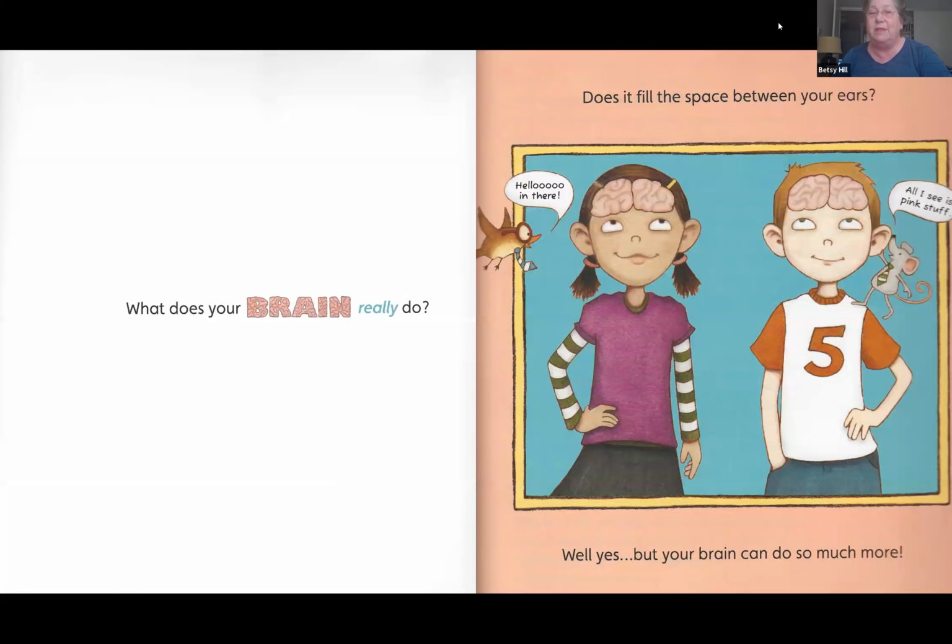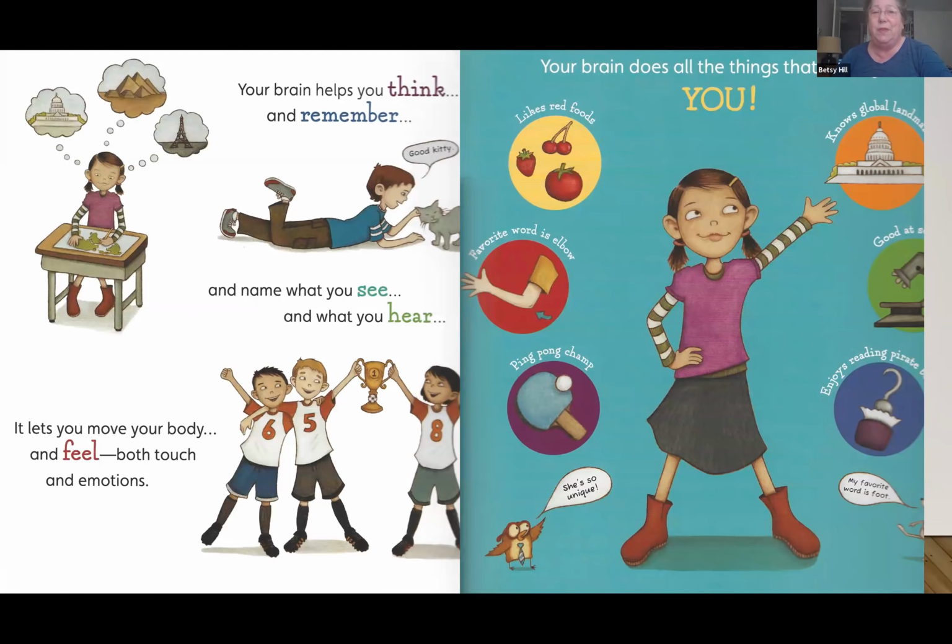I have a few slides just to give you a sense for the kind of ways that this really speaks to kids about their brains. Kids are really fascinated by their brains. What does your brain really do? It fills the space between your ears. Well, yes, but it can do so much more. Your brain helps you think and remember and name what you see and hear, and move your body and feel both touch and emotions. Your brain does all the things that make you you. This is a wonderful thing.